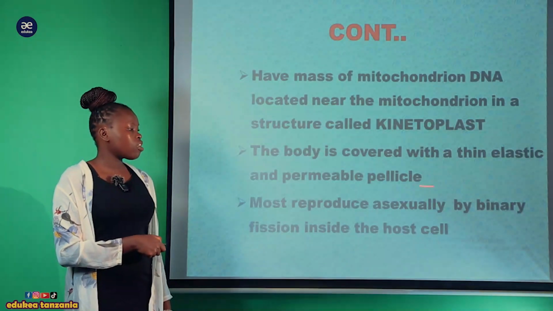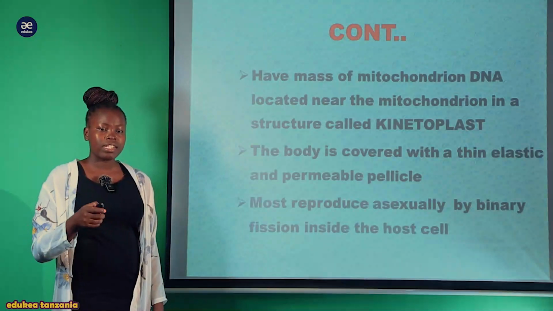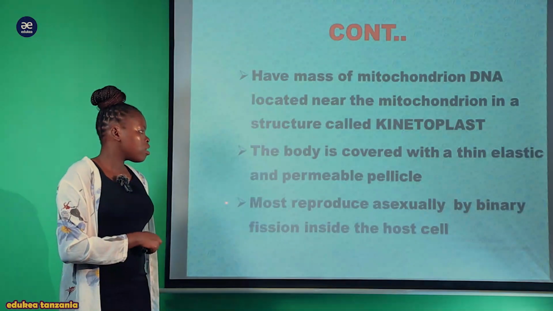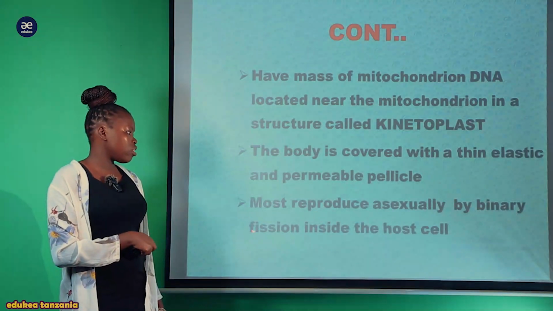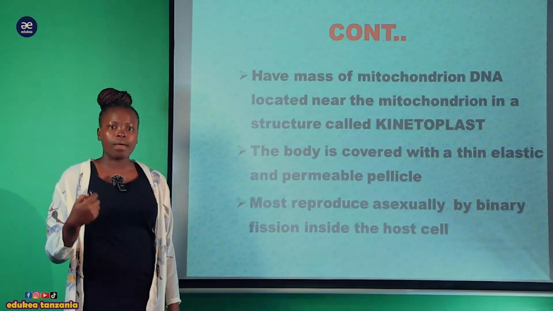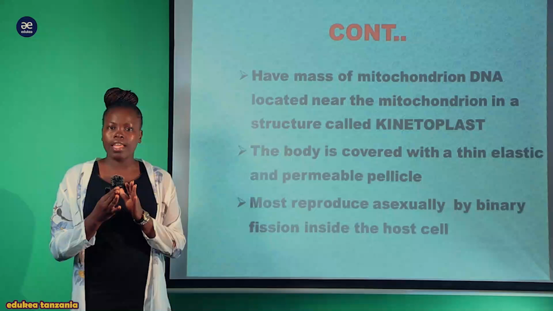Also, most reproduce asexually by binary fission inside the host cell. Inside the host cell, they tend to reproduce asexually by binary fission. Binary fission means that they divide equally into two equal halves, in which each half is capable of growing into another trypanosoma species.